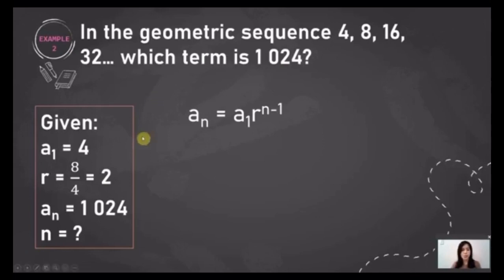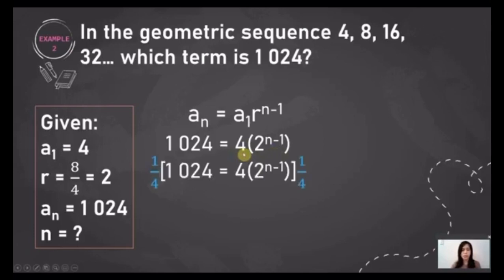Let us substitute all the given to the formula. A sub n is equal to 1024. A sub 1 is equal to 4. R is equal to 2. Then copy n minus 1. Now following PEMDAS, we cannot multiply 4 and 2 here. What we have to do is to eliminate 4. So we need to multiply 1/4 on both sides. Okay, 1024 times 1/4 is 256. Then 4 times the quantity 2 raised to n minus 1 times 1/4 is 2 raised to n minus 1.